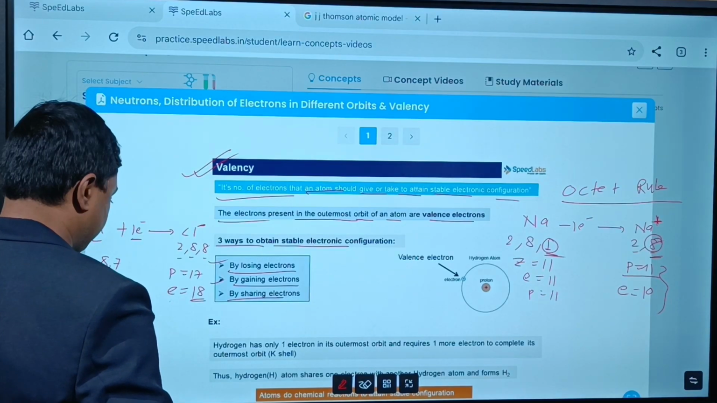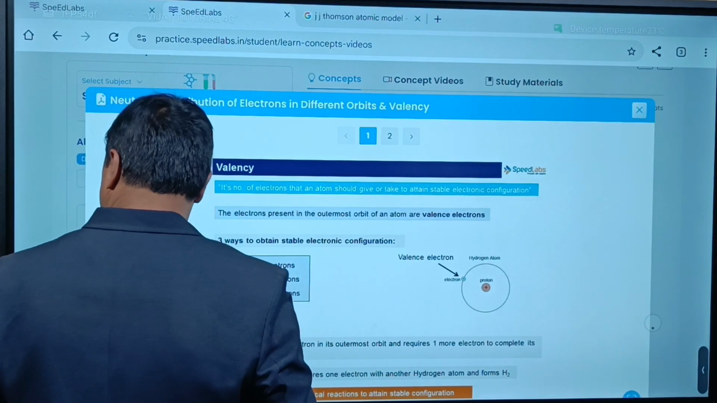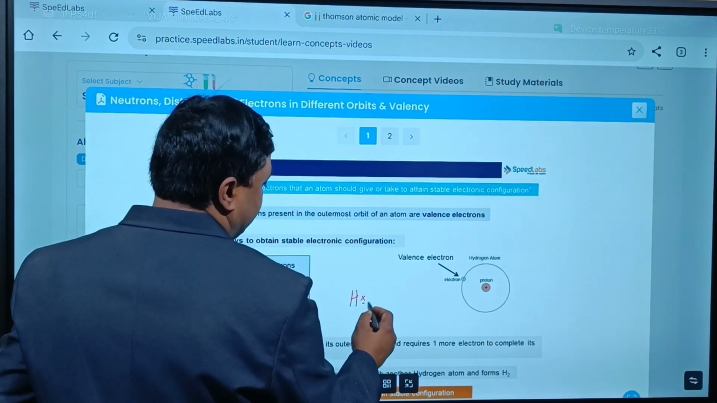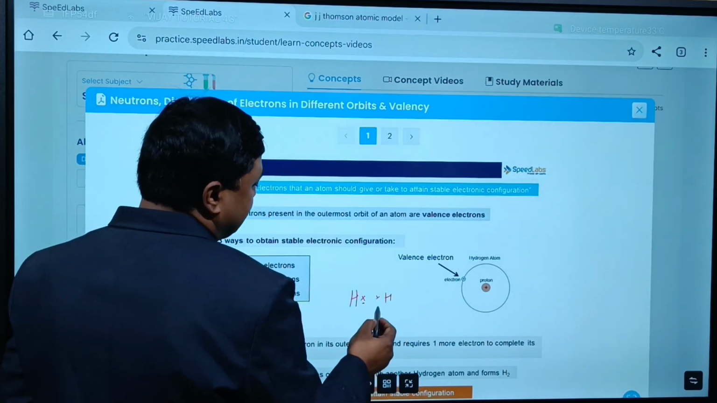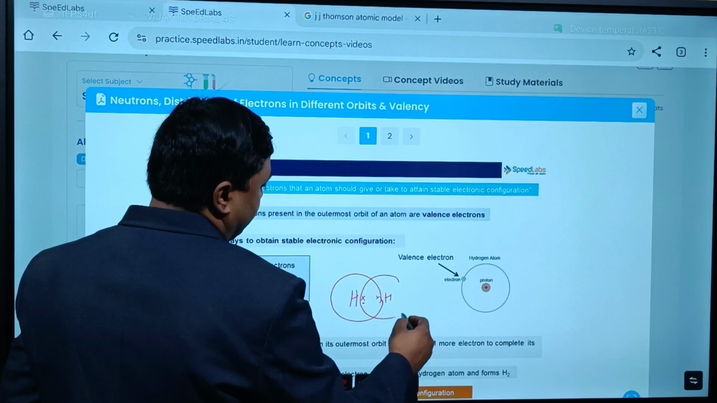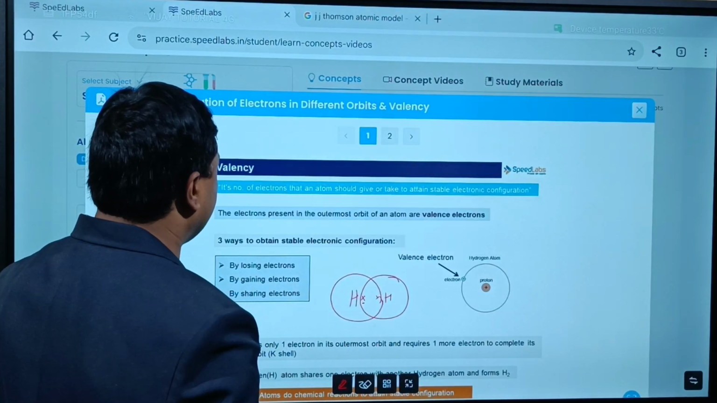For example, let's see hydrogen. Hydrogen generally has 1 electron. This is a representation of an electron. Here also 1 electron is there. Yes or no? So generally what happens, hydrogen will take 1 electron from the other hydrogen atom and become stable. This is called covalent bonding. We will discuss it in other chapters.